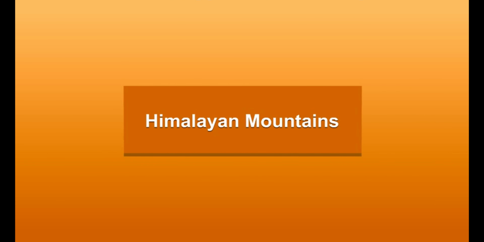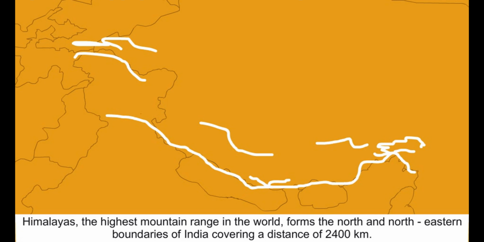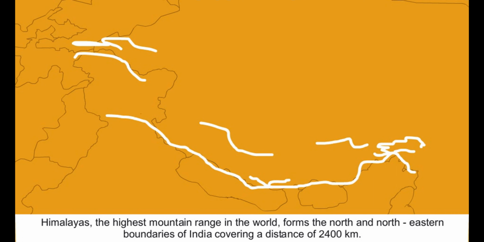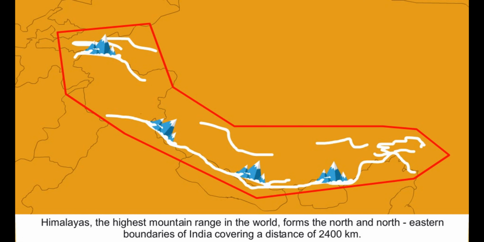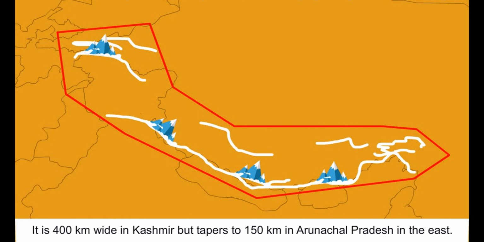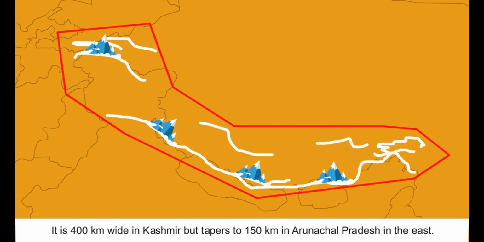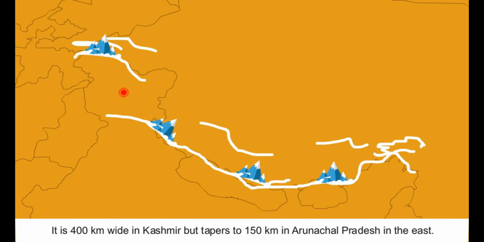Himalayan mountains. The Himalayas, the highest mountain range in the world, form the north and northeastern boundaries of India, covering a distance of 2,400 kilometers. It is 400 kilometers wide in Kashmir but tapers to 150 kilometers in Arunachal Pradesh in the east.